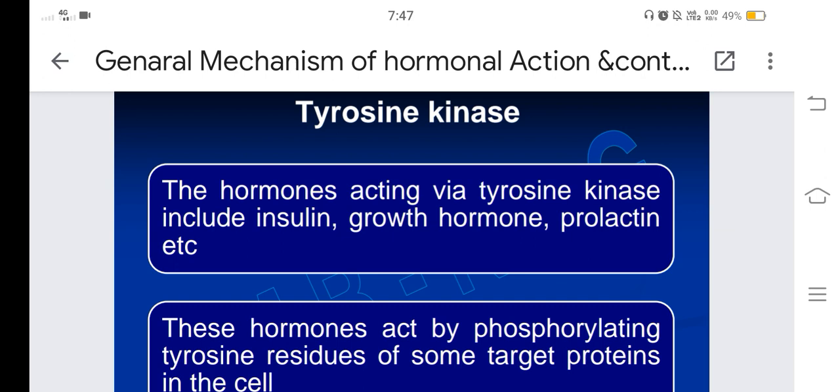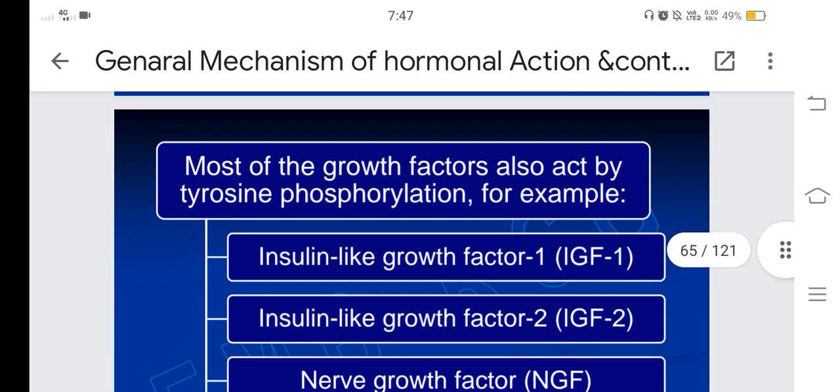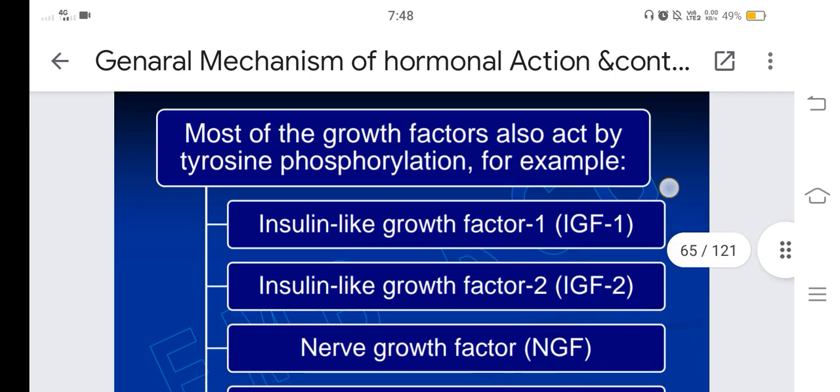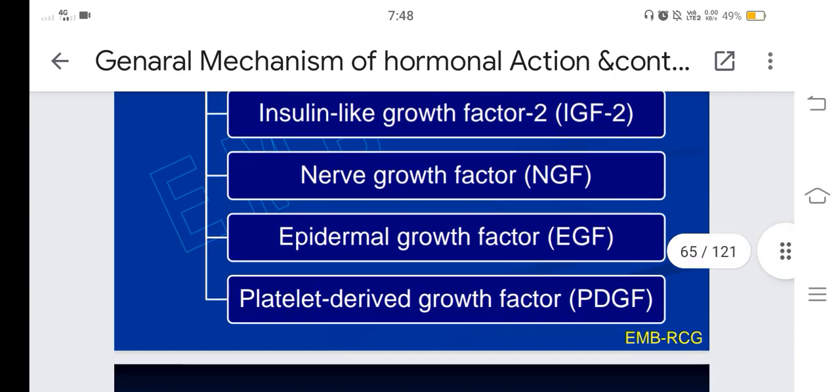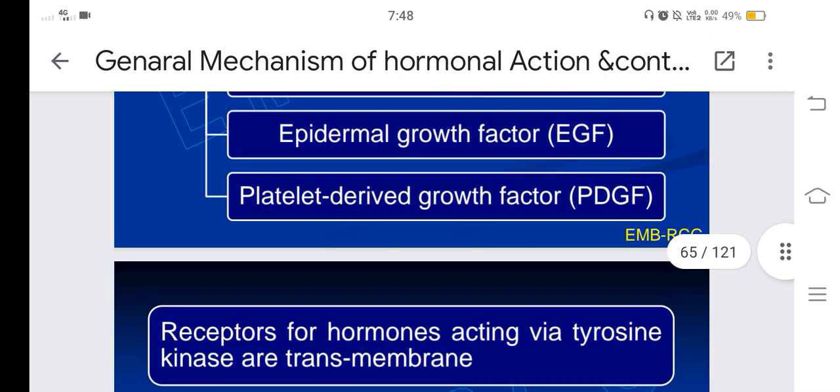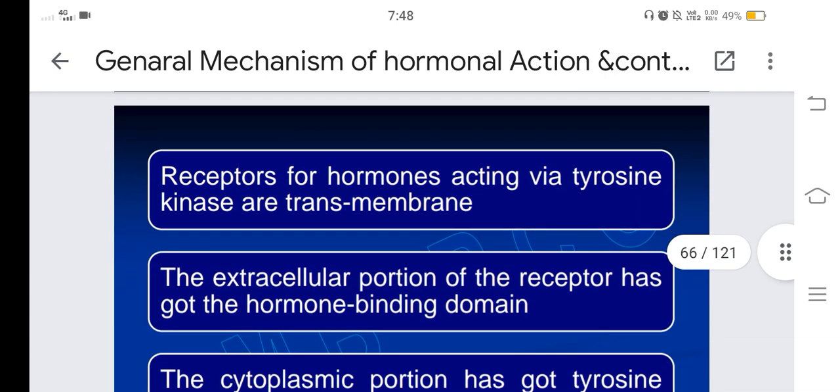Tyrosine kinase. Hormones acting via tyrosine kinase include insulin, growth hormone, prolactin, etc. These hormones act by phosphorylating tyrosine residues of some target proteins in the cell. Most of the growth factors also act by tyrosine phosphorylation. For example, insulin-like growth factor 1, IGF-1, insulin-like growth factor 2, IGF-2, nerve growth factor, NGF, epidermal growth factor, EGF, platelet-derived growth factor, PDGF.